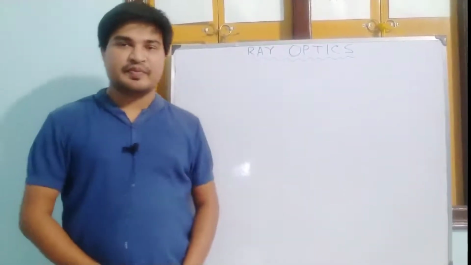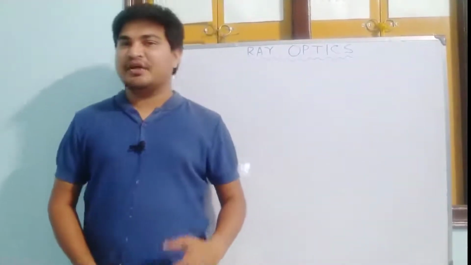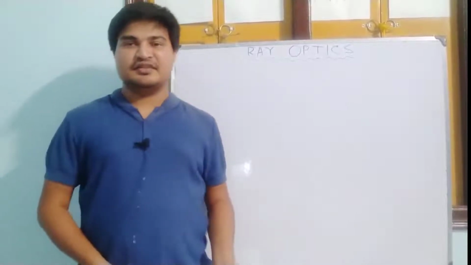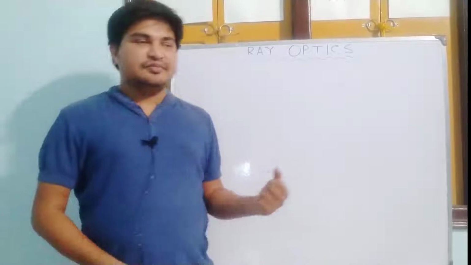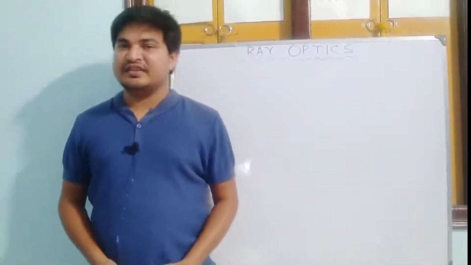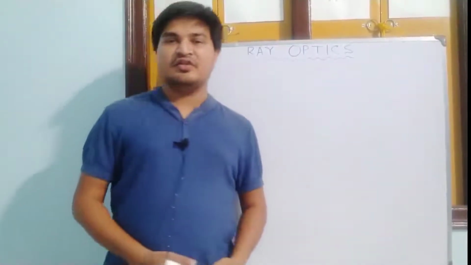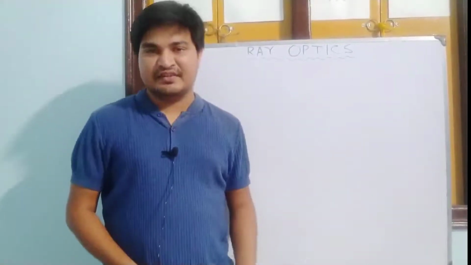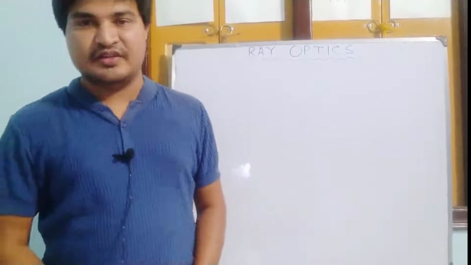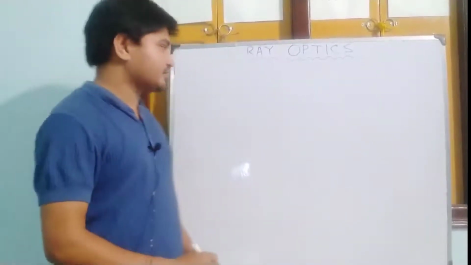So, we know reflection is the bouncing back of the light by a surface into the same medium, and based on the reflecting surface, two different types of reflection occur. One is regular or specular reflection, and another is irregular or diffused reflection.